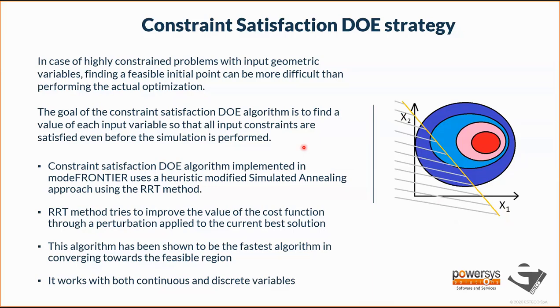The goal of this constraint satisfaction DOE algorithm is essentially to find combinations of input variable values that are all feasible to start with, and the algorithm can get a head start in its design space exploration. This constraint satisfaction DOE algorithm is implemented in modeFRONTIER using a modified simulated annealing approach, and it is shown to be the fastest algorithm to converge towards the feasible region, even before an optimization is performed. And the added benefit of this algorithm is that it works with both continuous and discrete variables.